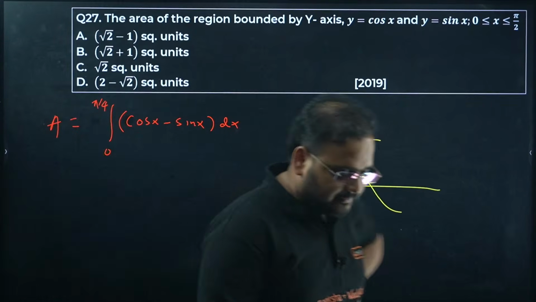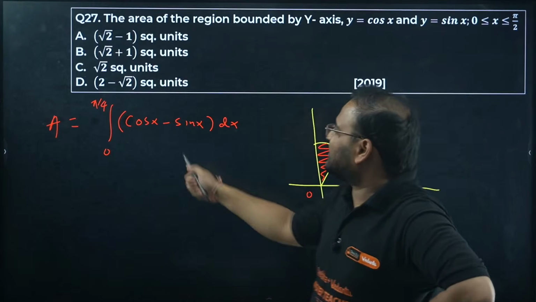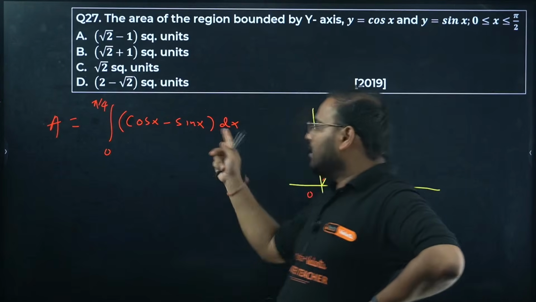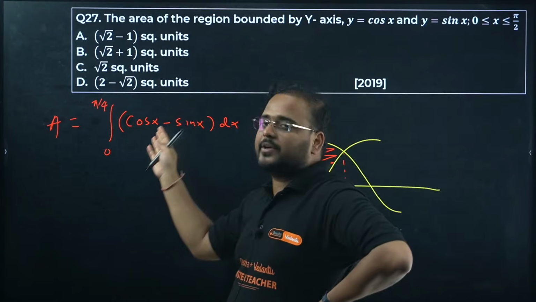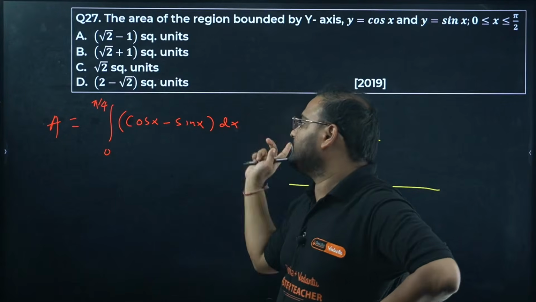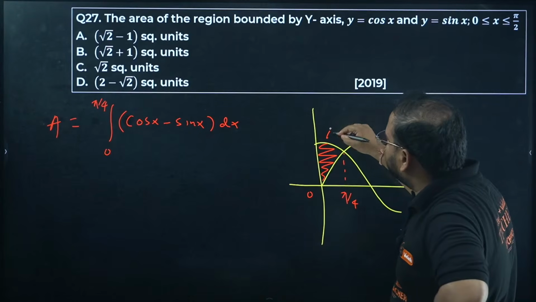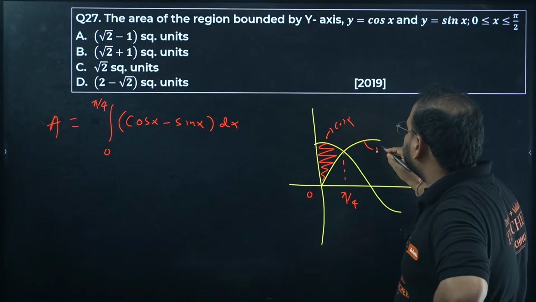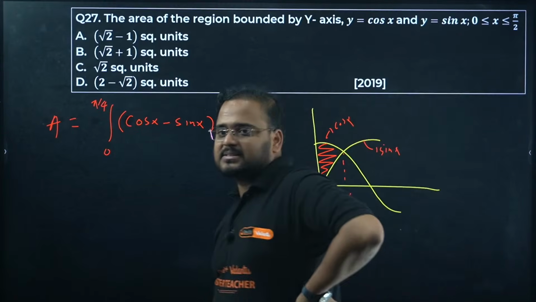Required area. Okay, check. So cos x integration, sin x we all know. We know that cos minus sin will of course be positive. That's why we don't have to worry about anything over here. Usually in area we have to take modulus, right? But in this case it's already positive because cos curve is above sin curve. This is your cos curve and this is your sin curve. So in the range of 0 to pi by 4, the cos is above sin anyway.